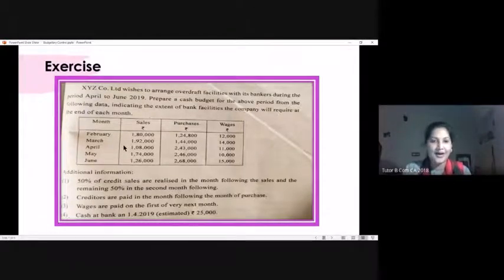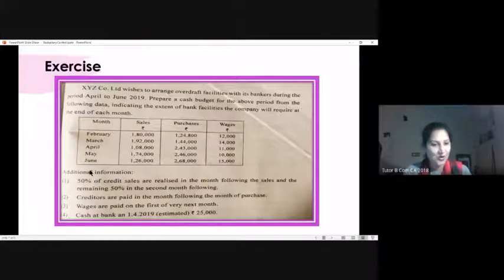So remember, we are going to prepare from April. The credit sale receipts that will appear in the month of April will definitely be from February and March. It will never be from April. They said 50% of credit sales are realized in the month following the sales. So if you're talking about April sales, 50% will be received in May, and the next 50% in June.